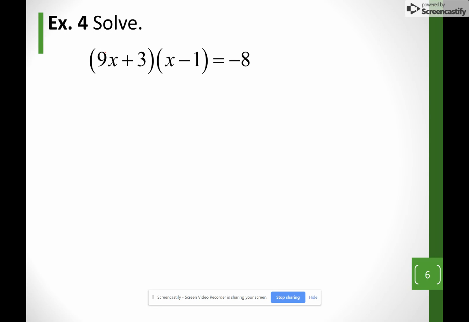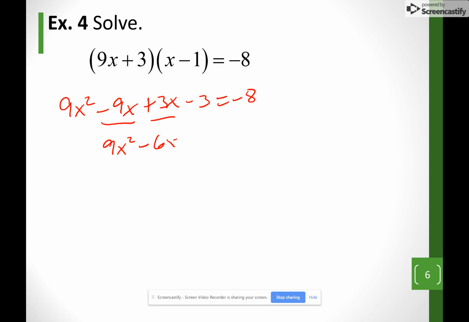Let me distribute the 9x over. So I'm going to get 9x squared minus 9x. Now let me distribute the 3: plus 3x minus 3. This is equal to negative 8. At least combine the like terms. So I'm just going to have 9x squared minus 6x minus 3 is equal to negative 8.